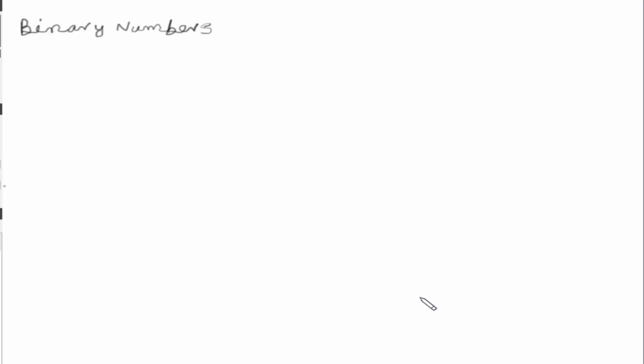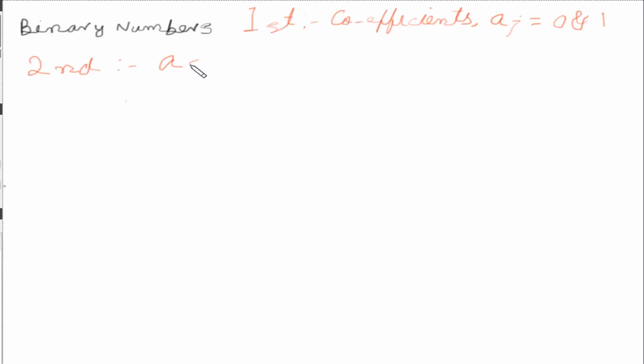The binary system is a different number system, and you have to remember two things about it. First, the coefficients of the binary number system have two possible values, that is 0 and 1. And second, each coefficient a sub j is multiplied by 2 raised to power j. For example, the decimal equivalent of the binary number 11010.11 is 26.75. I will show this from the multiplications of coefficients by powers of 2.